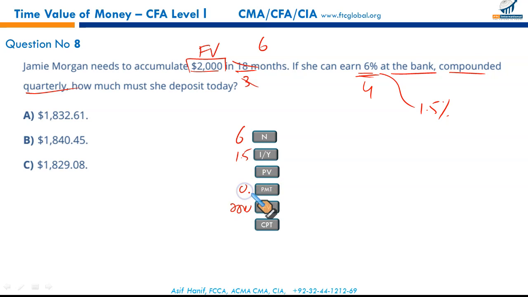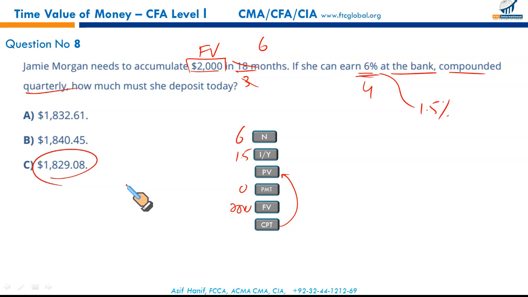There is no frequent payment or recurring payment. All numbers are there for your TVM computations. Enter all these and press CPT, present value, and straight away you'll get your result. No twist in this question. Straightforward. CPT is 1829.08. No further ado. We can move on to the next one.